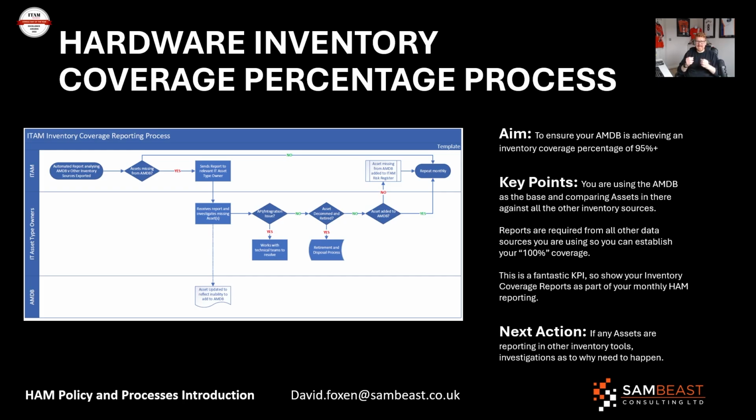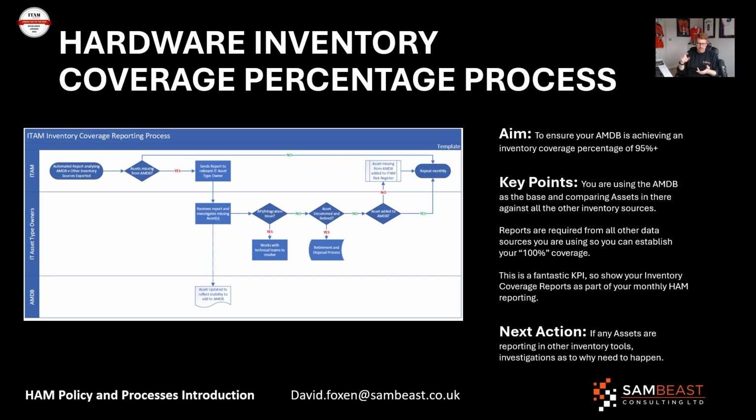Key points here, using the AIMDB as the base. So AIMDB is your central source and you are comparing it with all these other data feeds that are coming in. But the AIMDB, that is your focus. That is your golden record that you're trying to make a golden record. You're getting the reports from all those data sources so you can do a comparison and see what is in there, what isn't in there. If it's not in there, why? Why is it not in there?